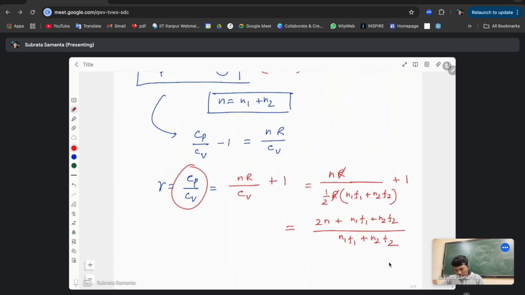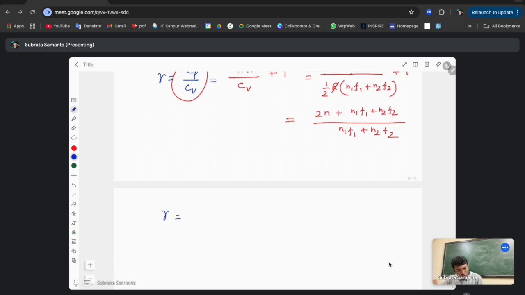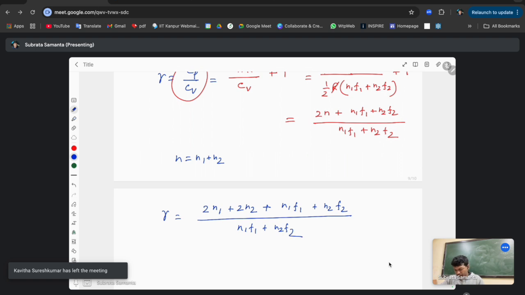Now if we plug into this the expression of gamma, I can write it on the next page. Gamma is basically (2 n1 plus 2 n2, where I plug in n equals n1 plus n2, plus n1 f1 plus n2 f2) over (n1 f1 plus n2 f2). So this is basically n1 times (2 plus f1) plus n2 times (2 plus f2), over (n1 f1 plus n2 f2).